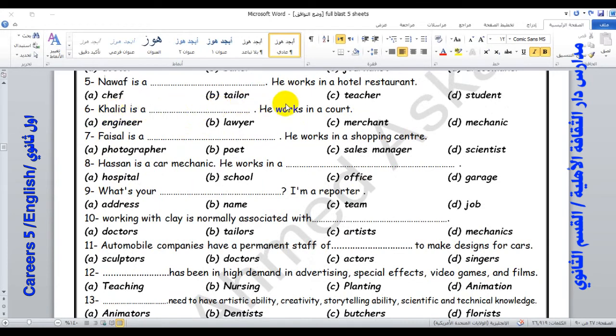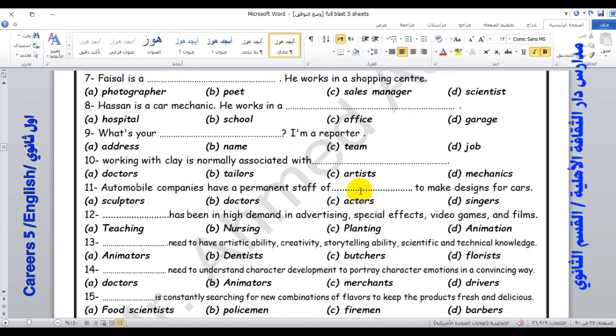6. Khalid is a lawyer who works in a court. Khalid is a lawyer. محامي. 7. Faisal is a sales manager who works in a shopping center. Faisal is a sales manager مدير مبيعات. 8. Hassan is a car mechanic. ميكانيك سيارات who works in a garage. 9. What's your job? I am a reporter. صحفي reporter أو مذيع. What's your job?